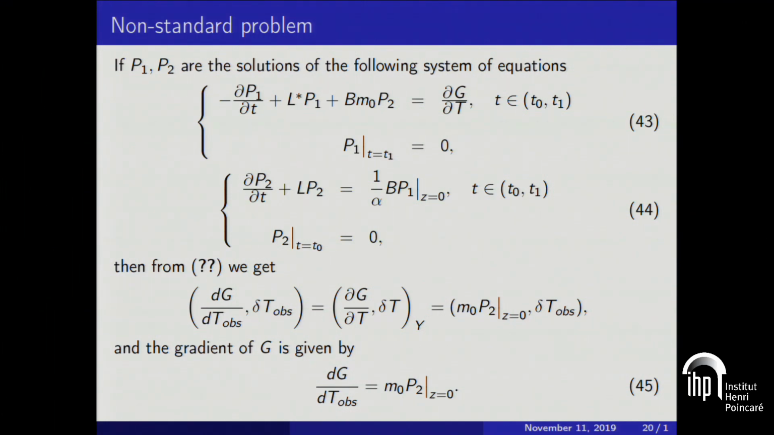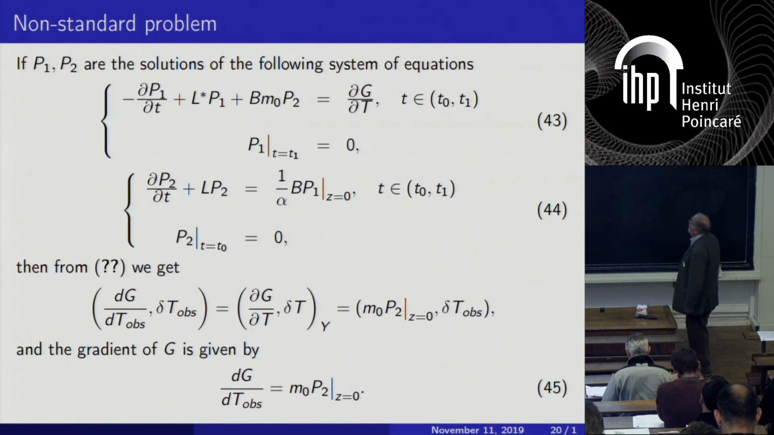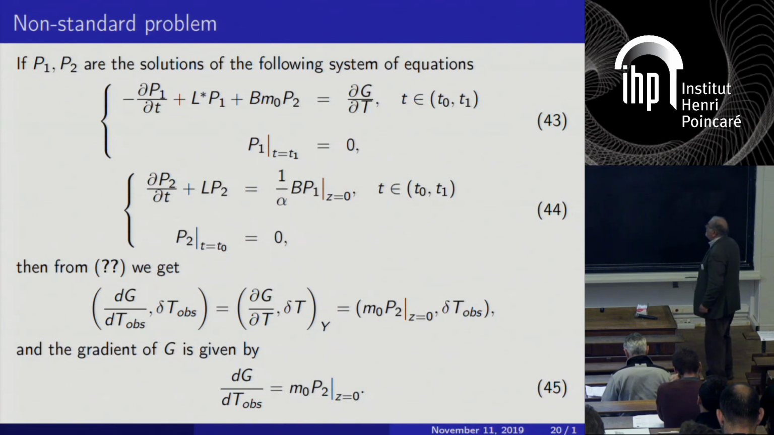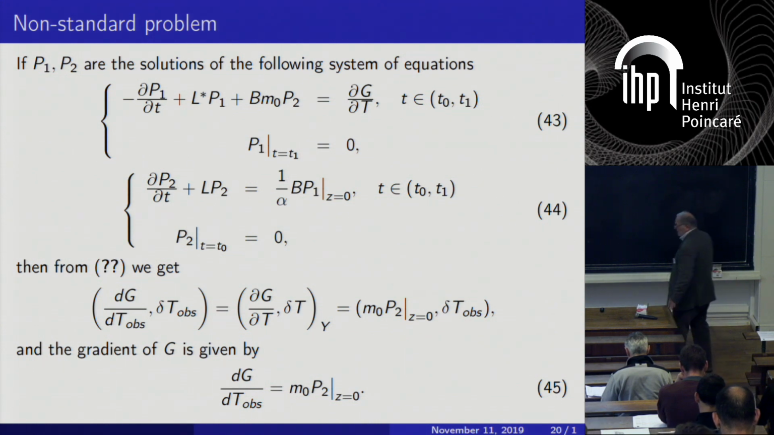As we did before, we introduced two adjoint variables, P1 and P2. What is interesting to see is that we found a non-standard problem. The variable P1 has the condition at the final time equal to 0, and P2 has the condition at time t0, meaning at the initial time. And what we see is that the gradient of the response function is equal to m0 P2 at the elevation z equal to 0.